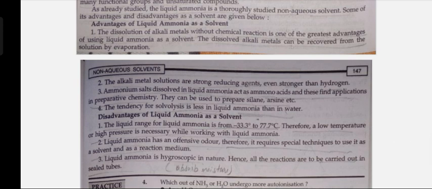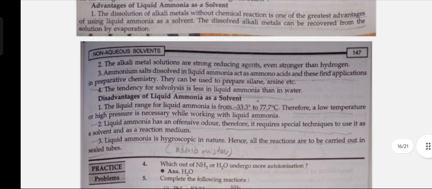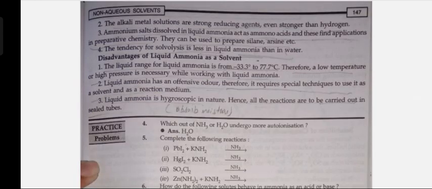Advantages of liquid ammonia as a solvent. The dissolution of the alkali metals without chemical reaction is one of the greatest advantages of using liquid ammonia as a solvent. The dissolved alkali metals can be recovered from the solution by evaporation. The second advantage is that the alkali metal solutions are strong reducing agents, even stronger than hydrogen. Ammonium salts dissolved in liquid ammonia can act as acids. These find application in preparative chemistry.